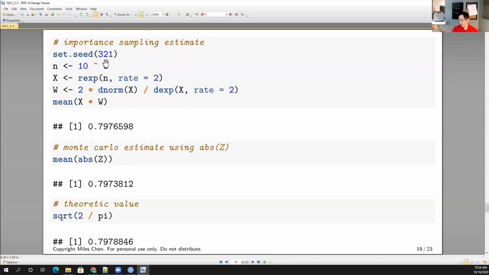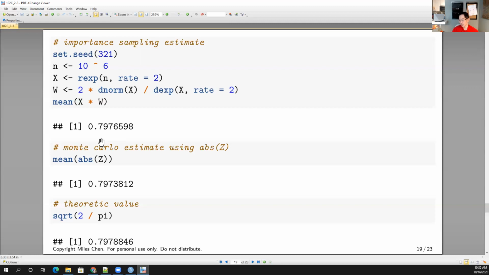All right, so here I'm going to generate a million values from the exponential distribution. So x is coming from our random exponential values. My weights are 2 times the normal density divided by the exponential density. And the estimated mean is going to be the mean of your x values multiplied by the weights. I just do x times w, and the mean of that is going to be 0.797.